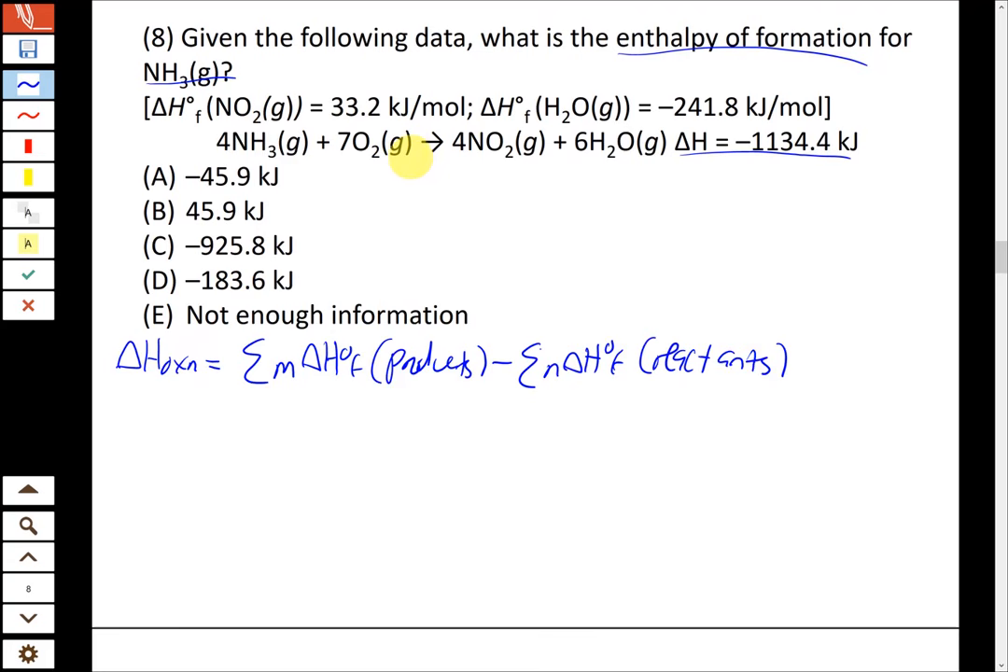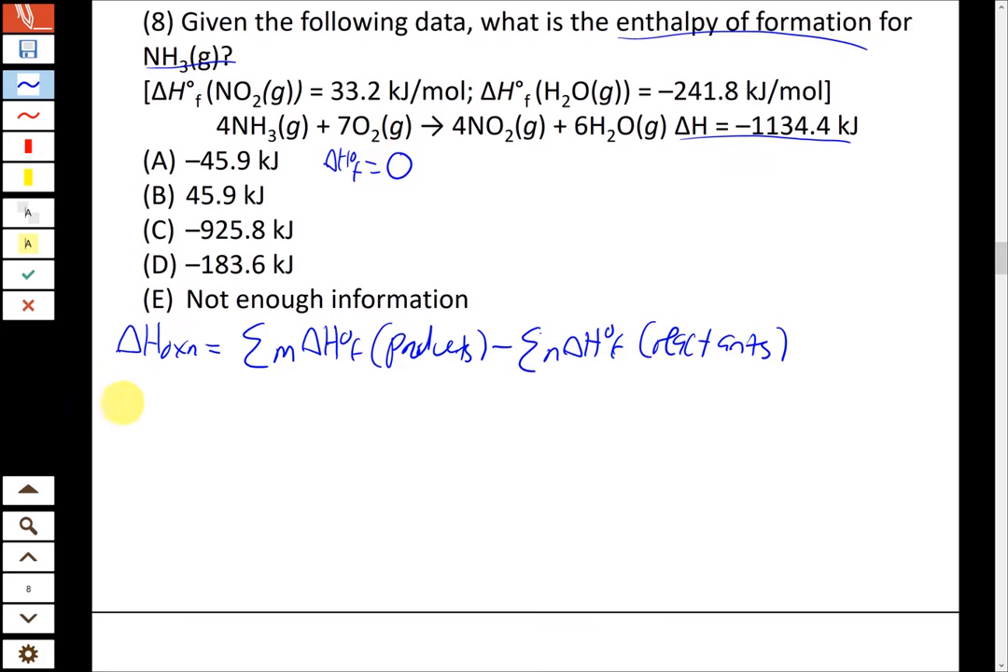Now, what is the delta H of formation for O2? 0. Why? Because it's in its normal state. Yep, it's an element in its standard state. So any pure element in its standard state, O2 being a classic example that shows up a lot, would have a delta H of formation of 0. So we don't actually need that number to solve this equation, because it's just 0.